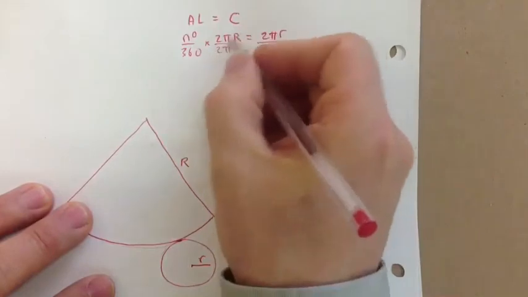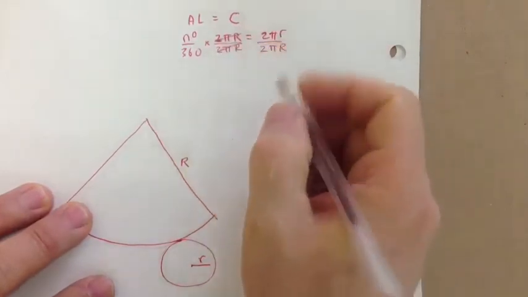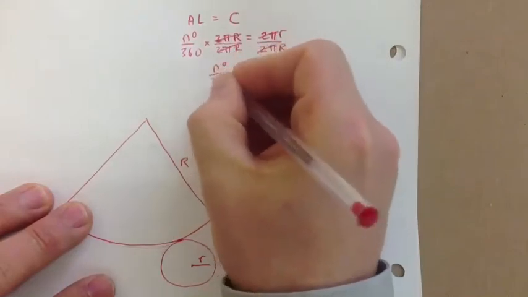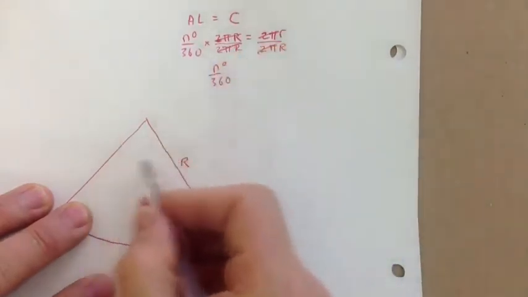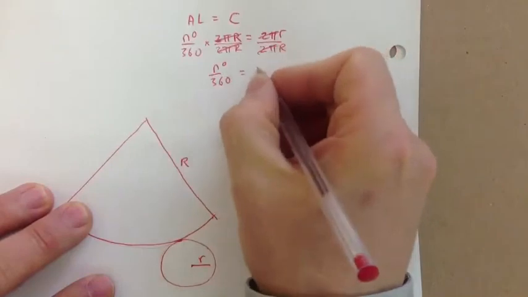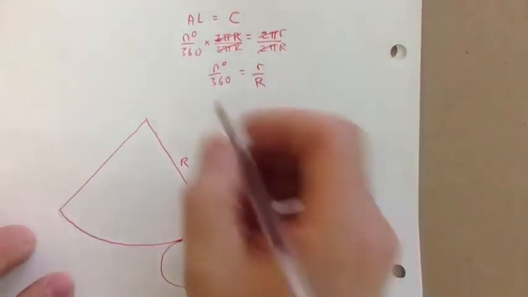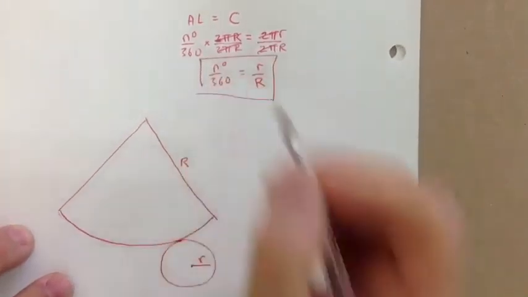Like that. And that will totally cancel here. My 2 pi's will cancel. And we end up getting n degrees out of 360, which, by the way, is the fraction of the circle that we're dealing with, is the same as little r over big R, which is a nice and important formula. I'm just going to put that in a box.